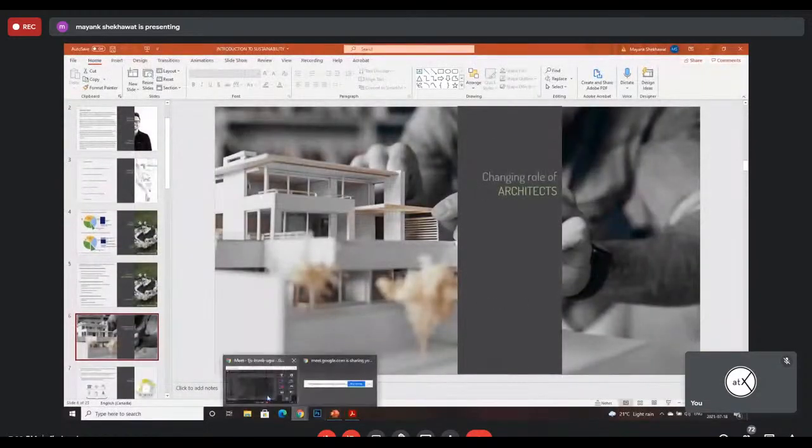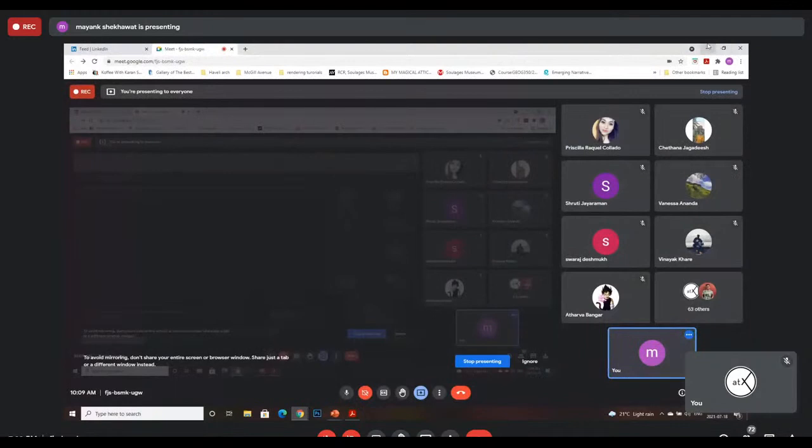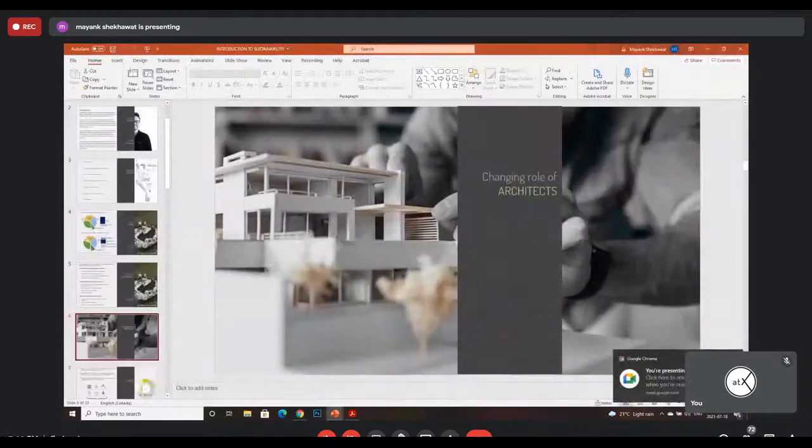I just want to make sure how it's working because I cannot see the screen here. I'll continue presenting. I think probably questions will happen at the end.